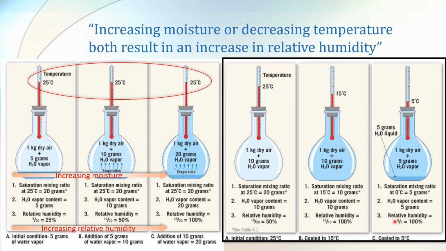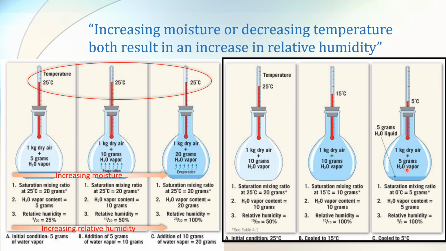So we conclude that when the water vapor content remains constant, a decrease in temperature results in an increase in relative humidity, as what is illustrated here from A to B. Decrease in temperature, increase in relative humidity. And conversely, an increase in temperature results in a decrease in relative humidity. So it's just the opposite.